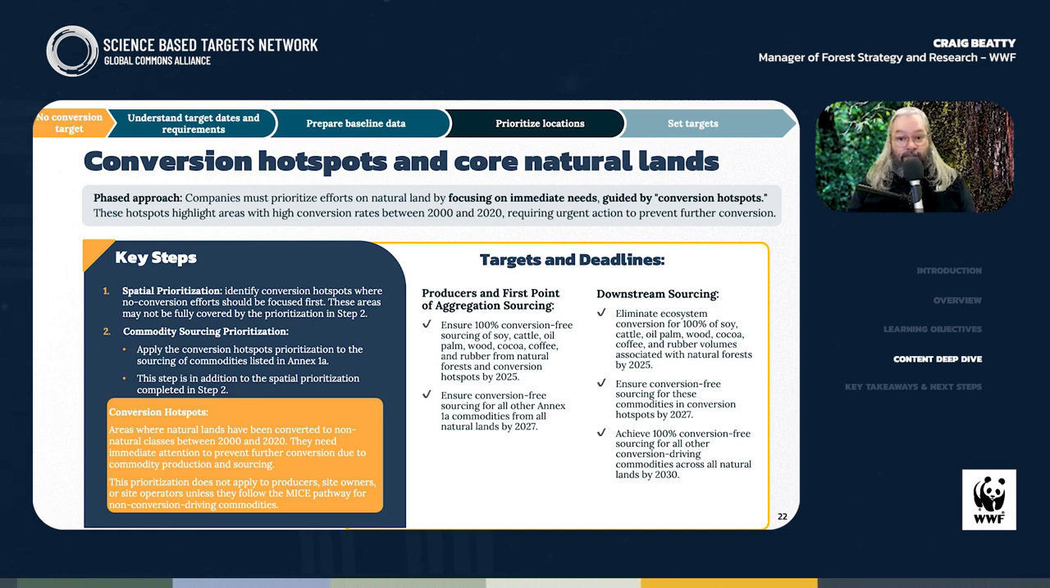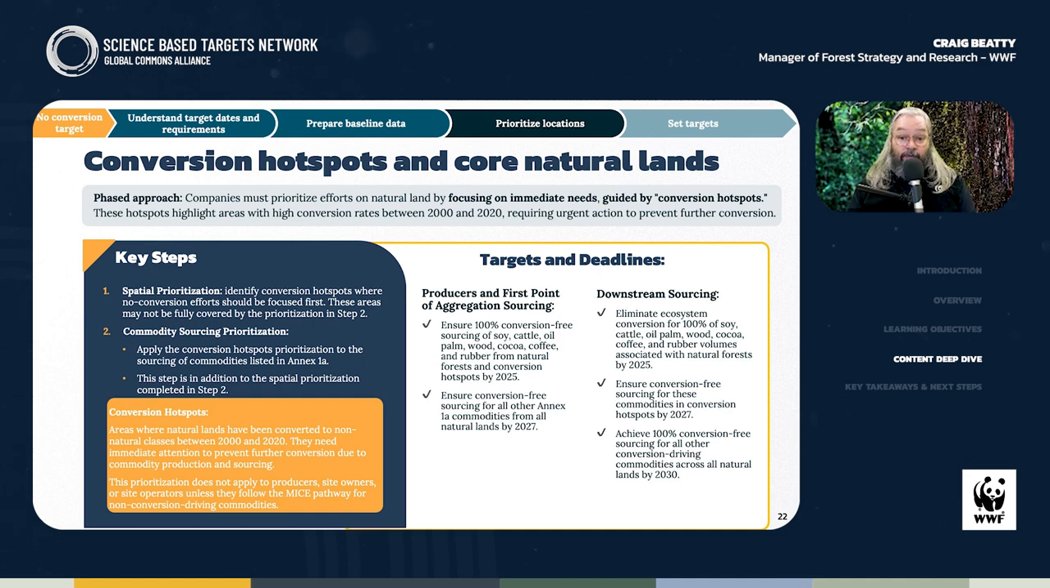Producers and first points of aggregation sourcing must ensure 100% conversion-free sourcing of soy, cattle, oil palm, wood, cocoa, coffee, and rubber from natural forests and conversion hotspots by the end of 2025 and by 2027 for all other conversion-driving commodities in all natural lands.